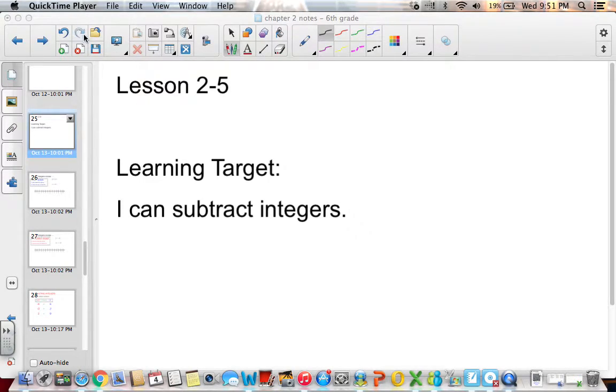Hi, sixth graders. We're on lesson 2.5, which is subtracting integers. So label your page at the top with 2.5 and put subtracting integers.